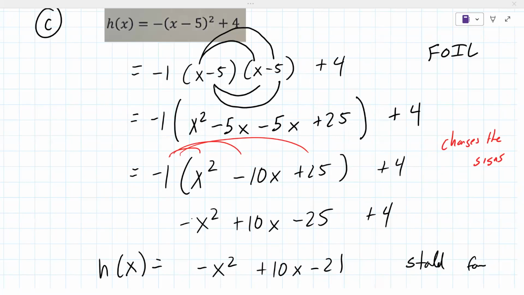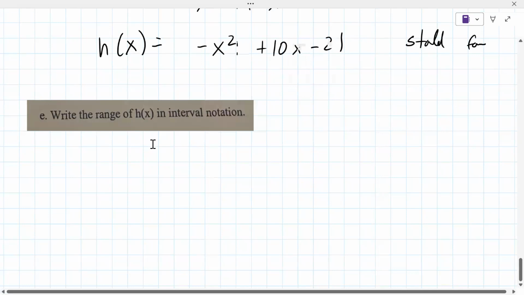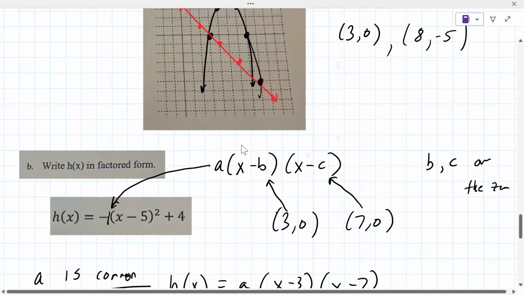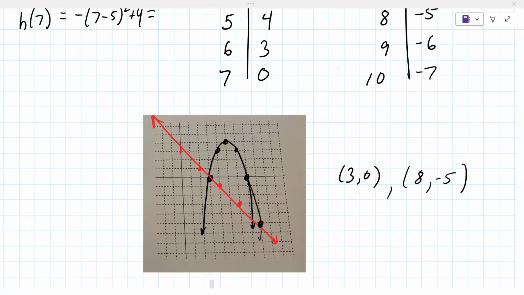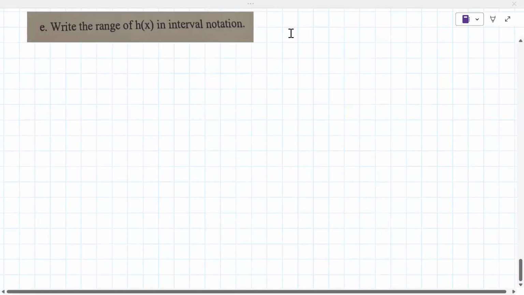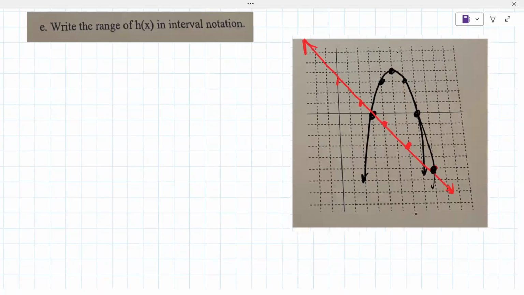All right, we're going to do E next. We actually should have done E from the graph, and then we'll come back to D. Sometimes I do them out of order because they make more sense. So if you look back at the graph, which I'm going to snip so we can look at it again. I know you've got it on your paper there, but for the range of h of x, you really want this vertex point, which is (5, 4).